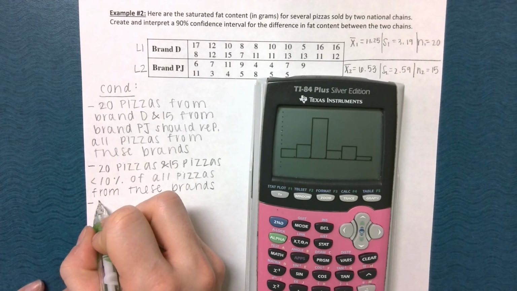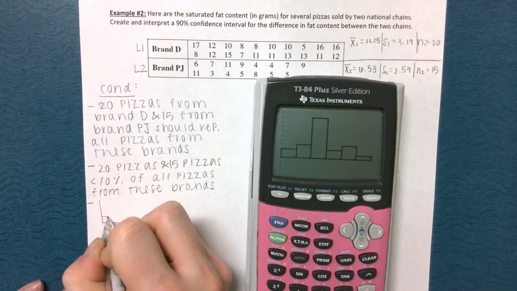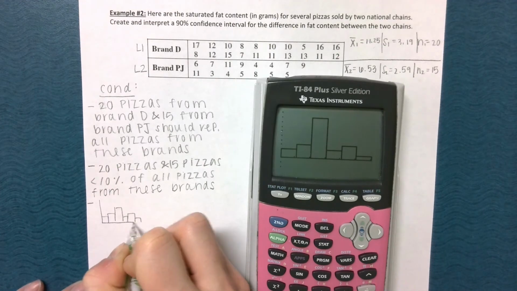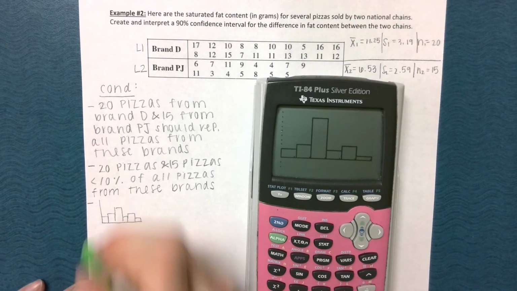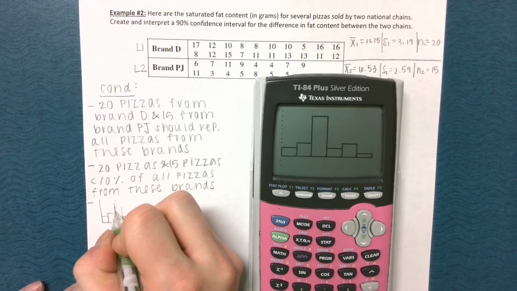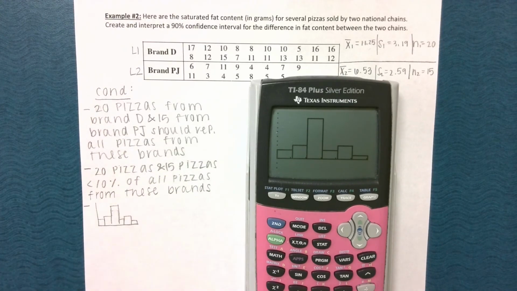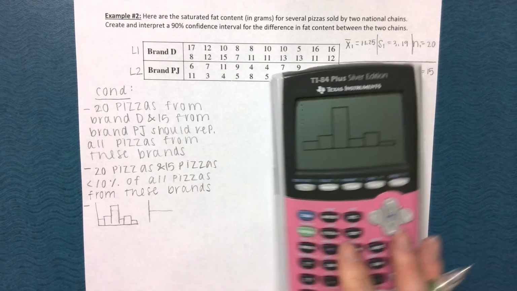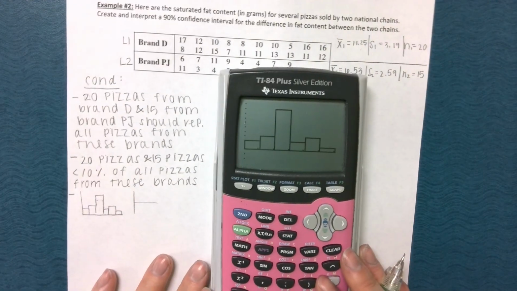I'm going to go ahead and sketch this real quick. Again, it doesn't have to be pretty, just a quick sketch. Looking pretty normal to me, and this top bar is quite large, and then on the side it's kind of trickling out. But let's go ahead and make a normal probability plot just to check.